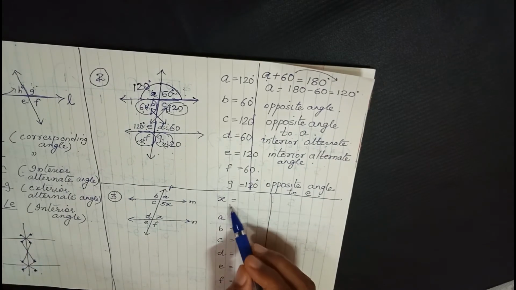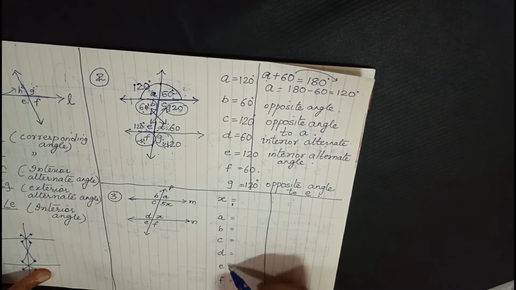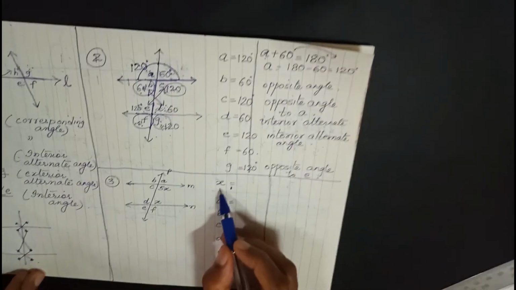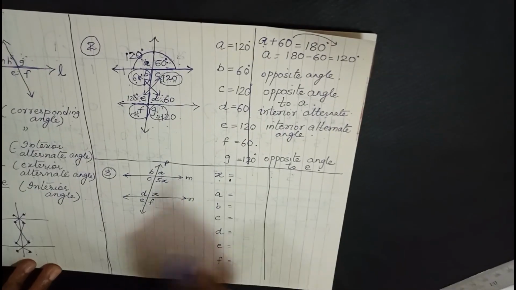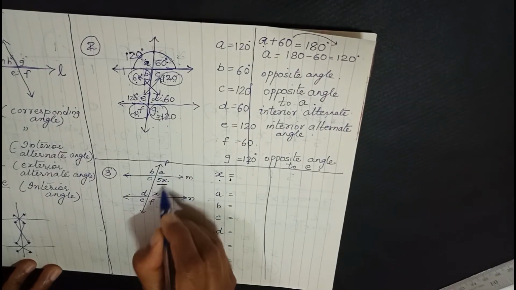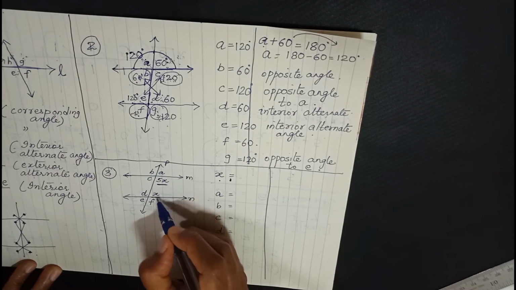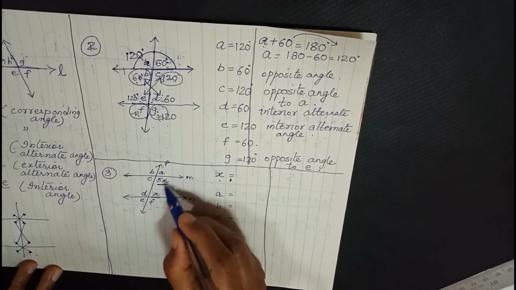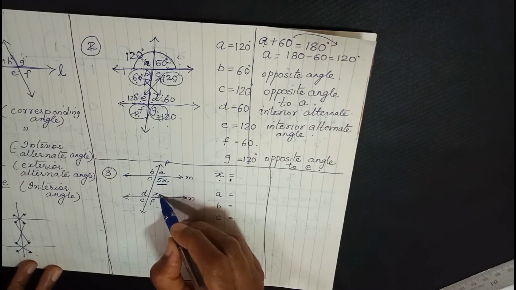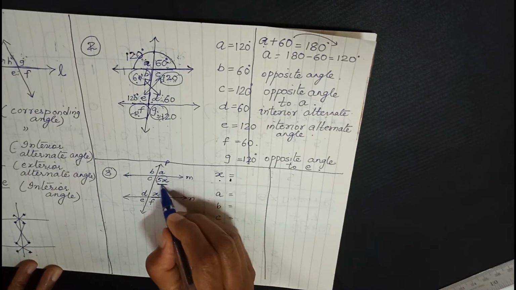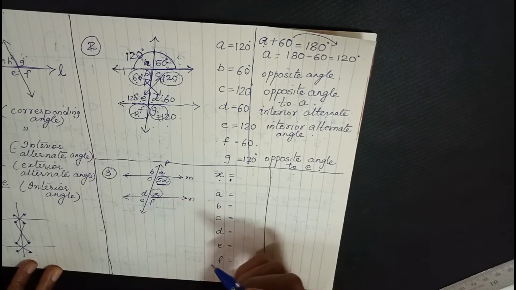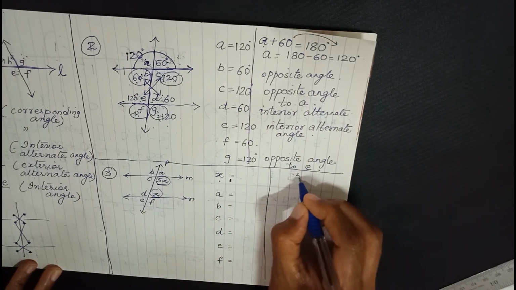Here we are supposed to find out the value of x and then all other angles. So let's start first with x. So just locate where is x. You can see this and this. Both the places there are x. Now what type of angles are these? These are the interior angles on the same side. So you can see these two angles when added up should be equal to 180 degrees.